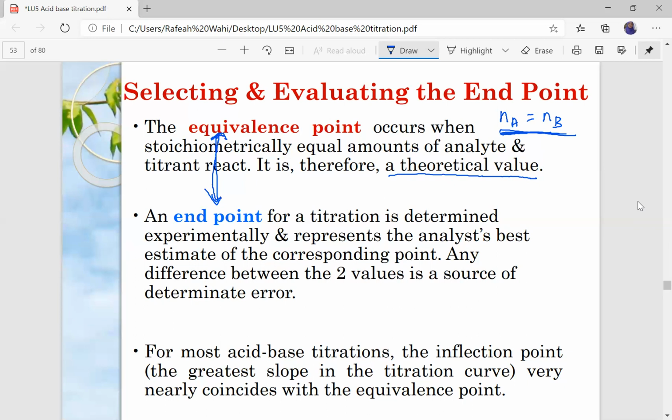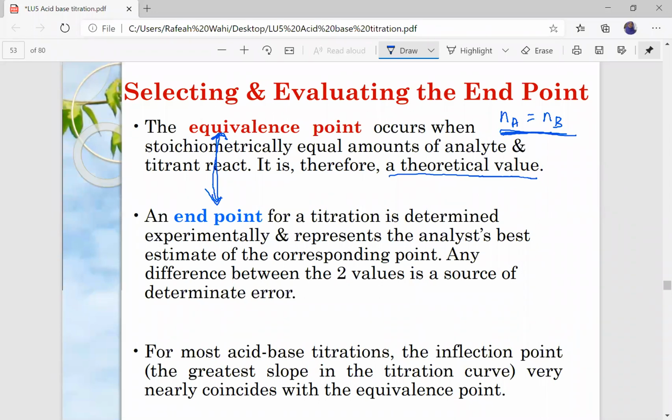Any difference between the endpoint and the equivalence point is a source of determinate error, as we have seen in previous discussion. The determinate error equals the endpoint, which is the experimental value of a titration, minus the equivalence point, which is the theoretical value of the equivalence point.